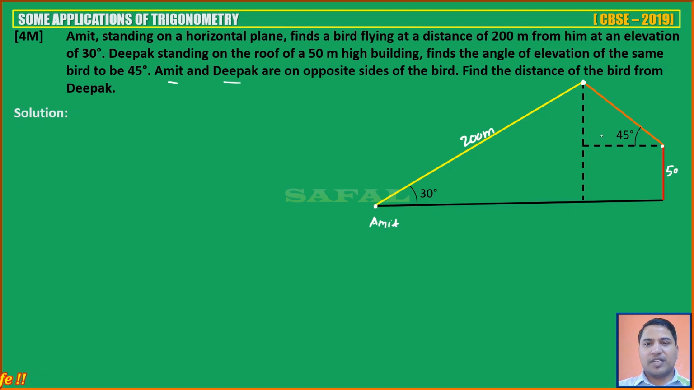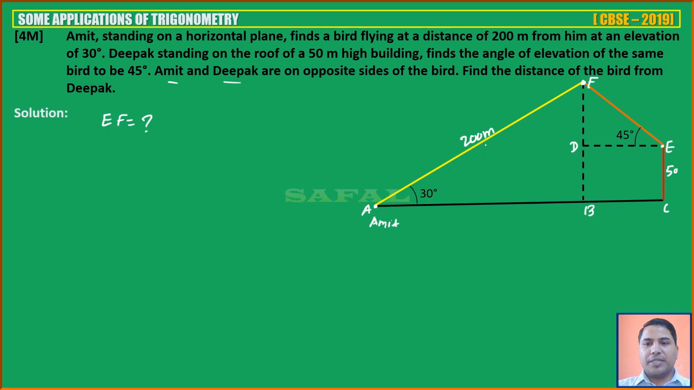Maybe we can drop a vertical from this position. So I can name the diagram. Let A, B, C, let's say D, this point is E, and let's say F is the position of the bird. We are supposed to find the distance of the bird from Deepak. Now Deepak is at point E. So basically we need to find EF equals what? Question mark. So let us see how to work it out.